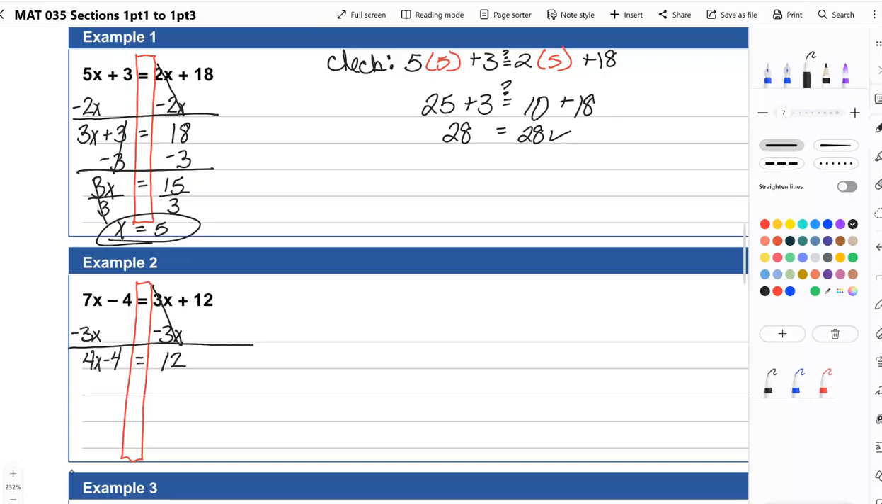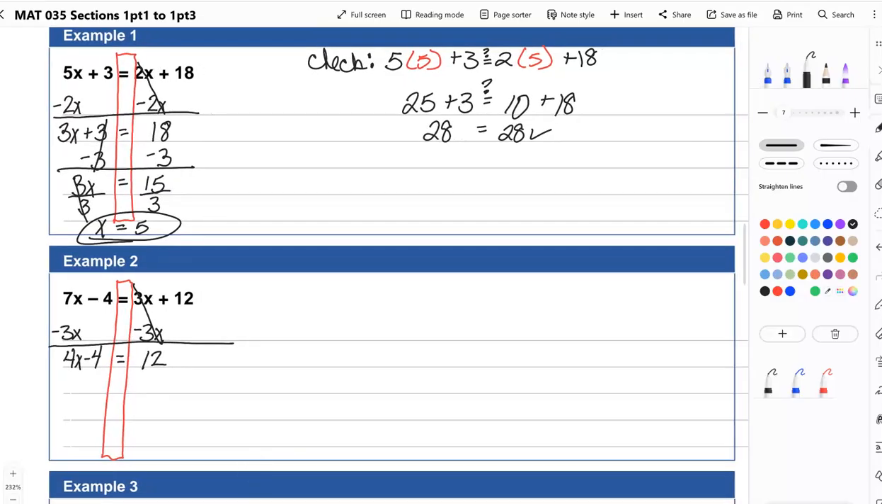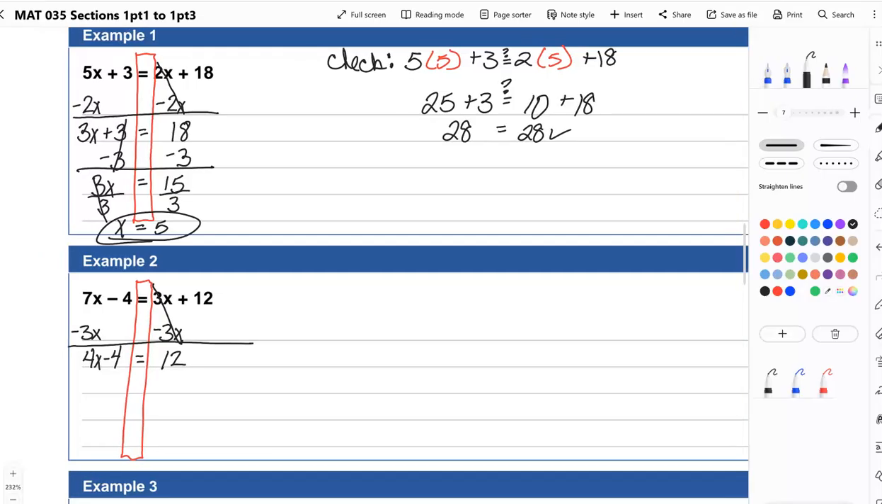And then we have that minus 4. Notice that minus came down with it. So I have 4x minus 4 equals 12. That's the same equation as what the above is. 7x minus 4 equals 3x plus 12. It's just simpler. And that's the goal, is to simplify in each step.